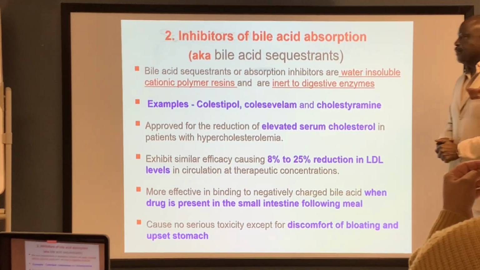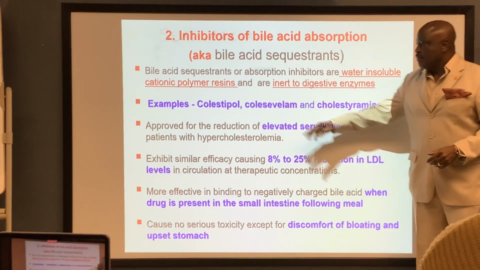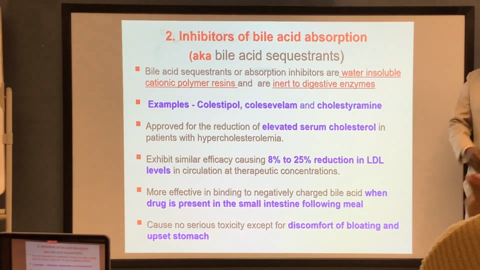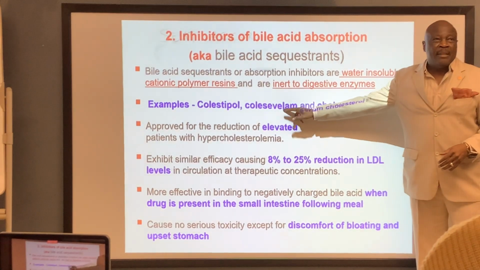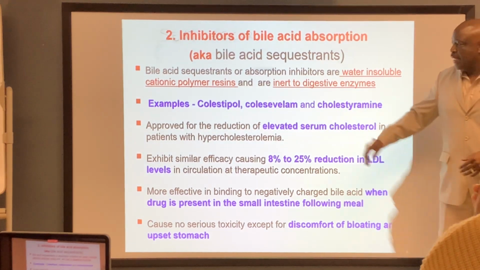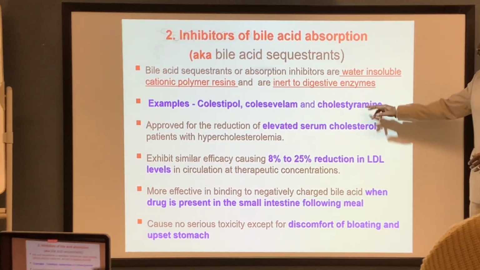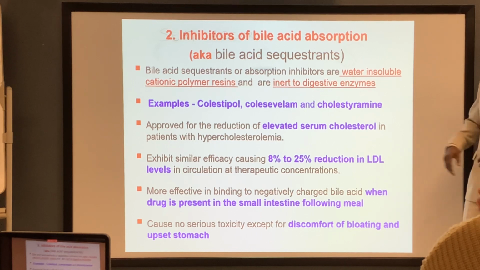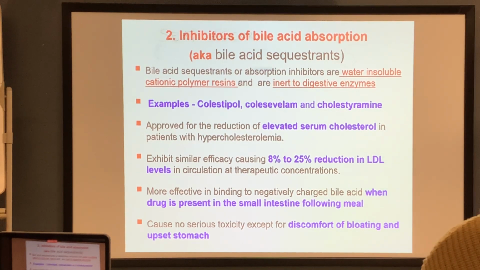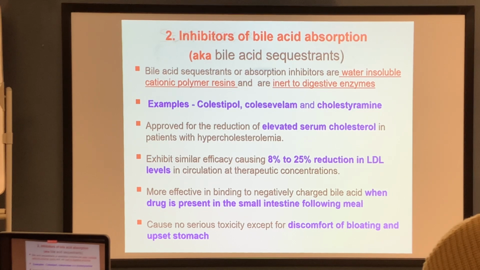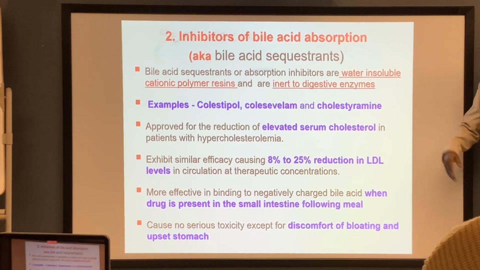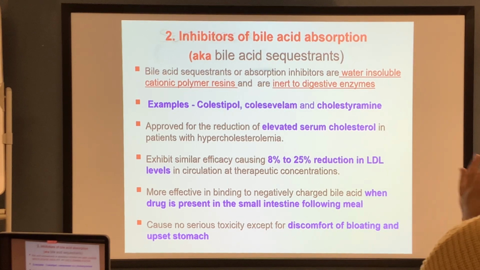What are the examples? Cholestyramine, Colesevelam. I make fun of Dr. Chelly. That's his first name. So Colesevelam and cholestyramine, they are useful in the reduction of elevated serum cholesterol, and they have similar efficacy, causing about 8 to 25% reduction in LDL at therapeutic concentrations.